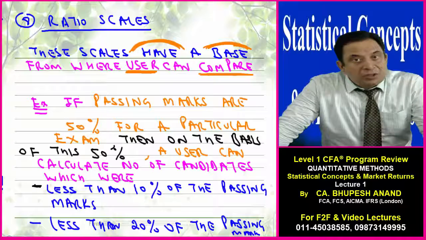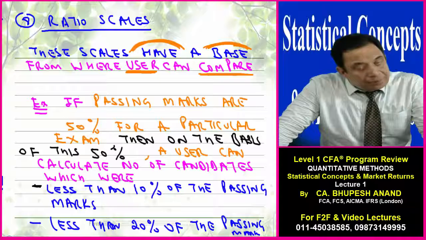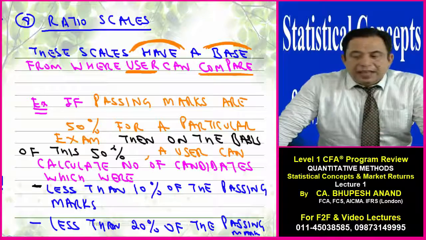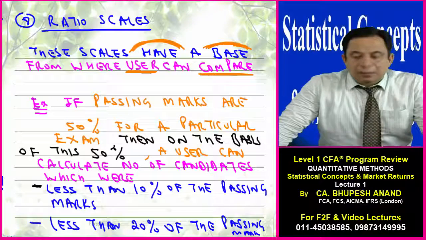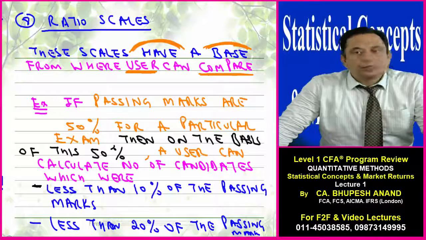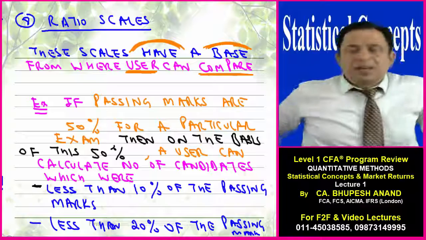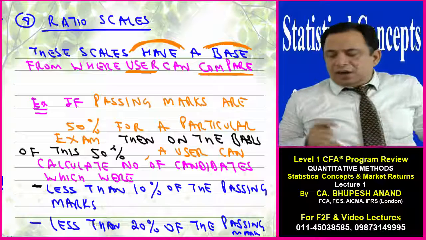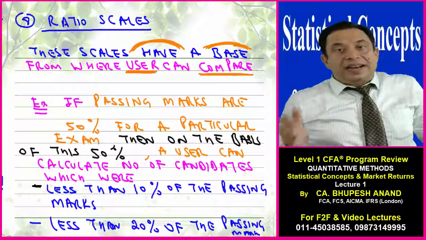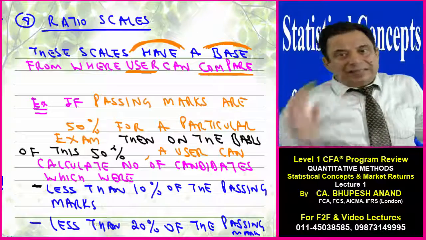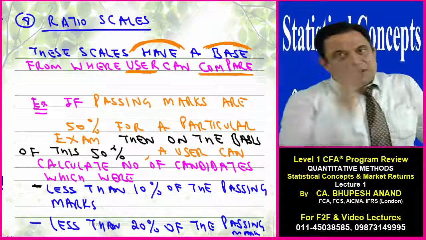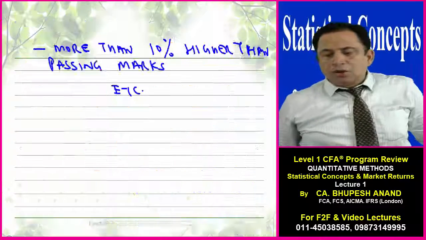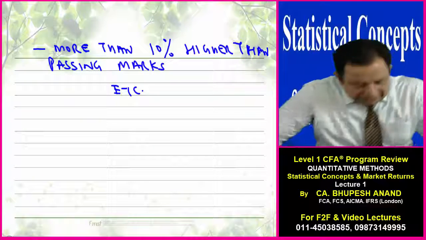The important point is that in ratio we have a base, but in interval we do not. If passing marks are 50% for a particular exam, then on the basis of 50%, a user can calculate the number of candidates who were less than 10% from the average marks, less than 20% from the average marks, or more than 50% from the average marks. So this is named a ratio scale.